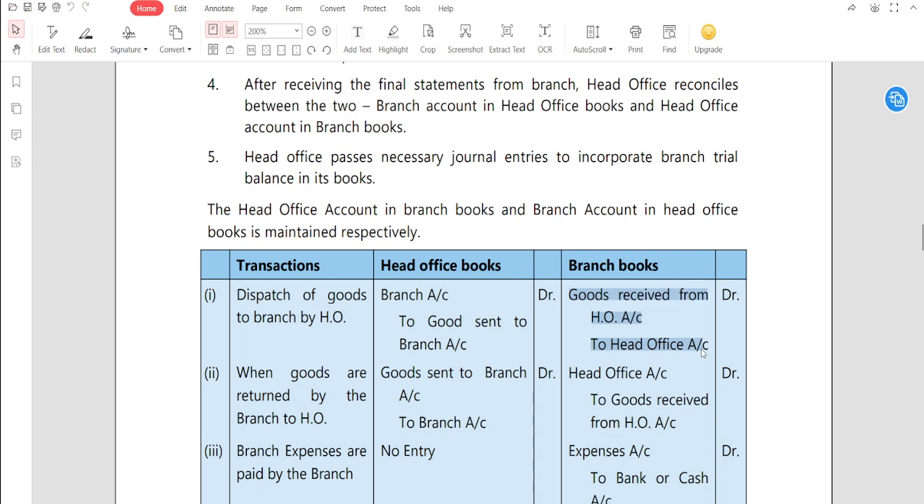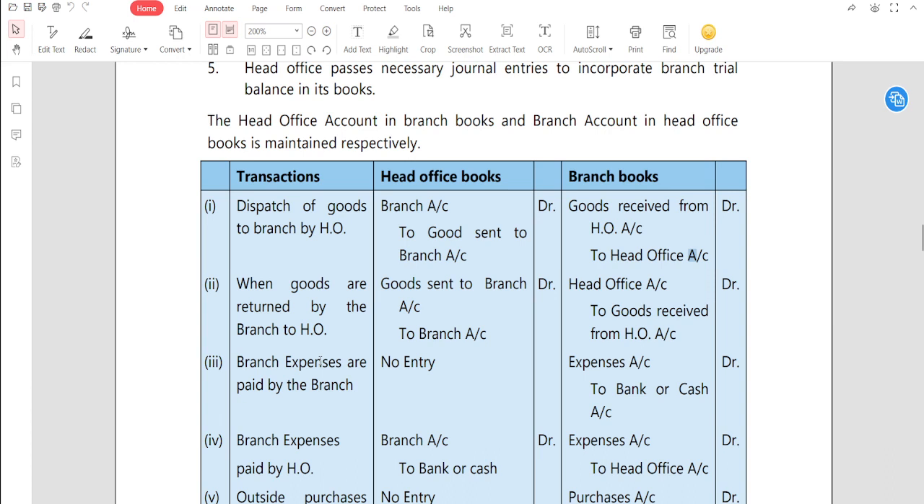Obviously, there is an opposite entry, because in the case of the branch, HO is treated like a creditor. In the normal case, purchase account debit to creditor is the entry when goods are received or purchased. In this particular case, we are not going to record any purchase. Rather, we record goods received from HO account debit to HO account. That is what happens in the branch books. Now next, when goods are returned by the branch to HO, the opposite entry applies: goods sent to branch account debit to branch account. In this particular case, in the branch books, it will be HO account debit to goods received from HO account. Very simple and logical.